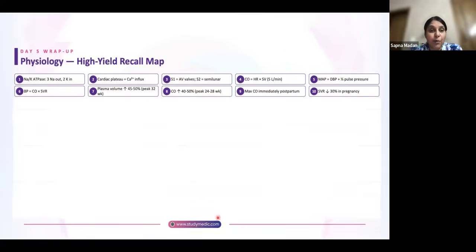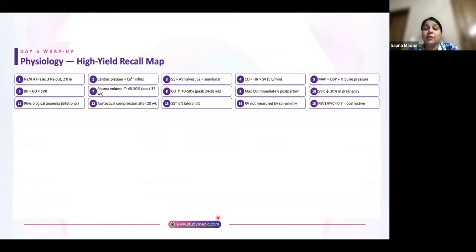Blood pressure, the formula is multiplication of the cardiac output into the systemic vascular resistance. Again, plasma volume in pregnancy increases by 45 to 50%, peaks at 32 weeks. Cardiac output is also increasing by 40 to 50%, peaks at 24 to 28 weeks, but the maximal cardiac output is immediately postpartum, very, very important and critical period, and can be asked in an SPA. Systemic vascular resistance falls in pregnancy by around 30%. There is dilutional anemia because the plasma volume is increasing more than the red blood cell volume.